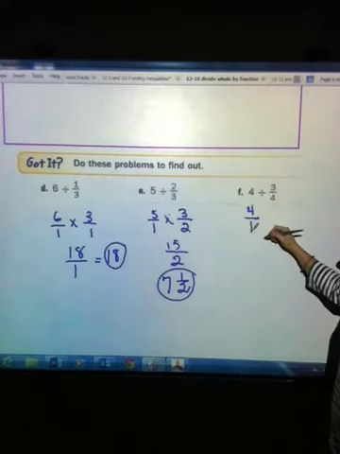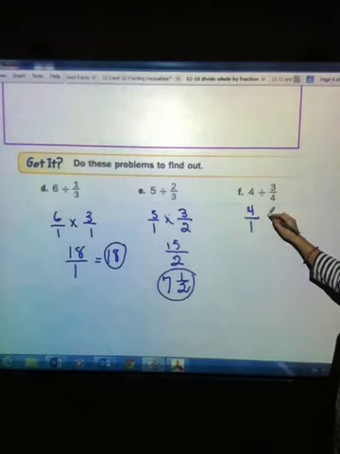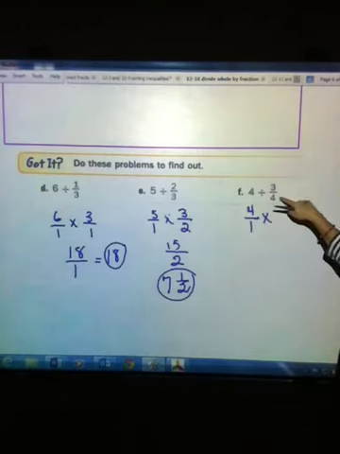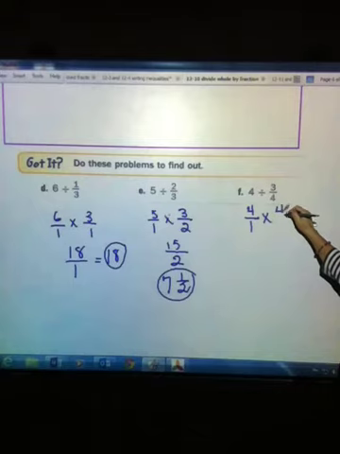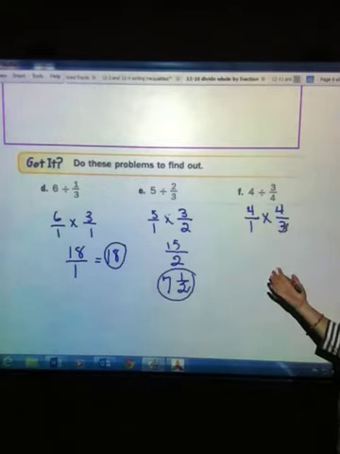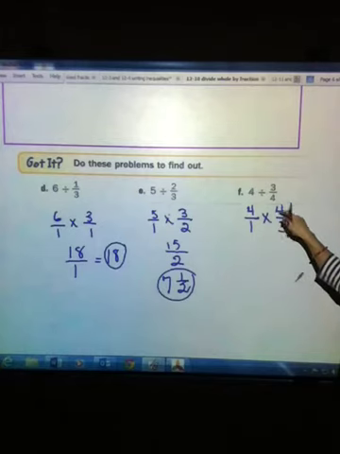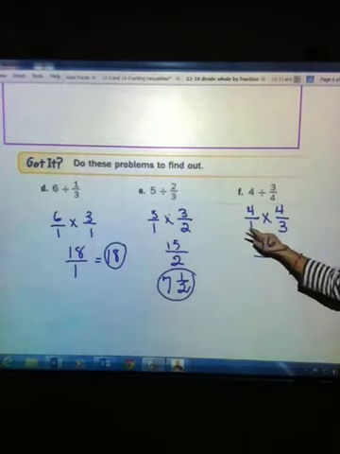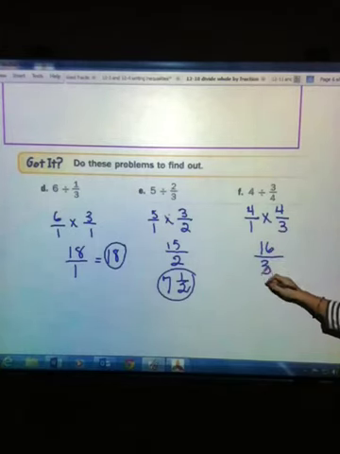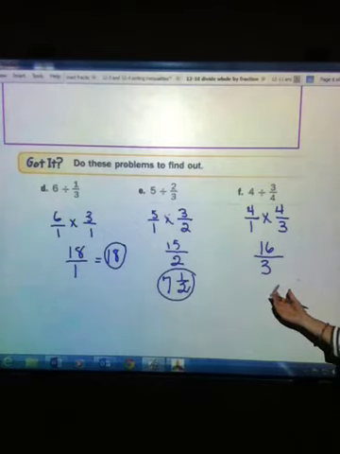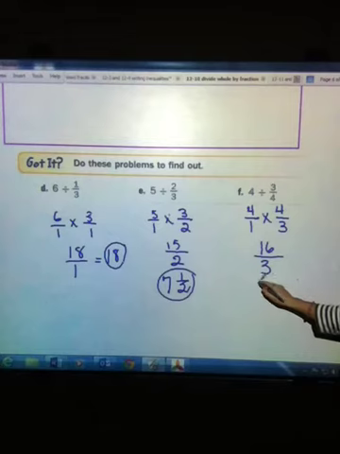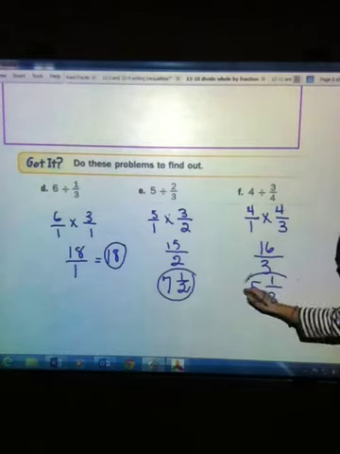4 becomes 4 over 1. I change the division to multiplication. I flip the second fraction, so that becomes 4 over 3. Cross simplify, I can't in this case, so 4 times 4 is 16. 1 times 3 is 3. And then you can either write out your long division or do it in your head. 16 divided by 3 is 5 wholes and 1/3.